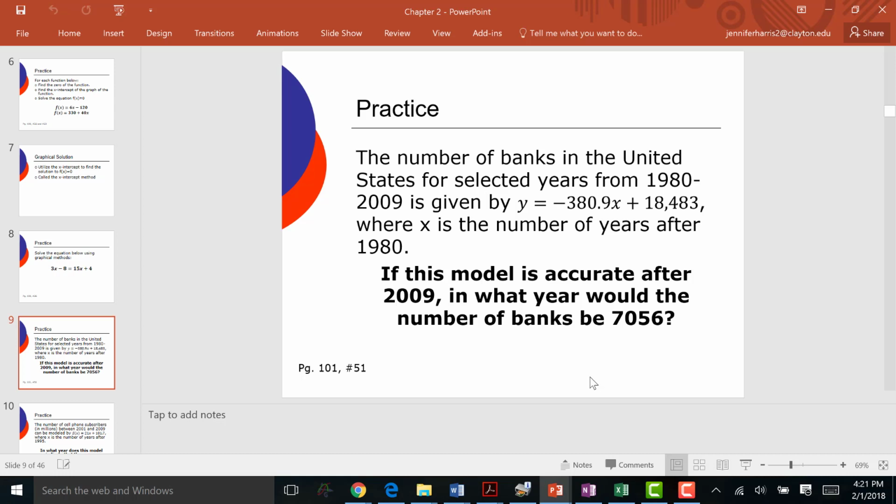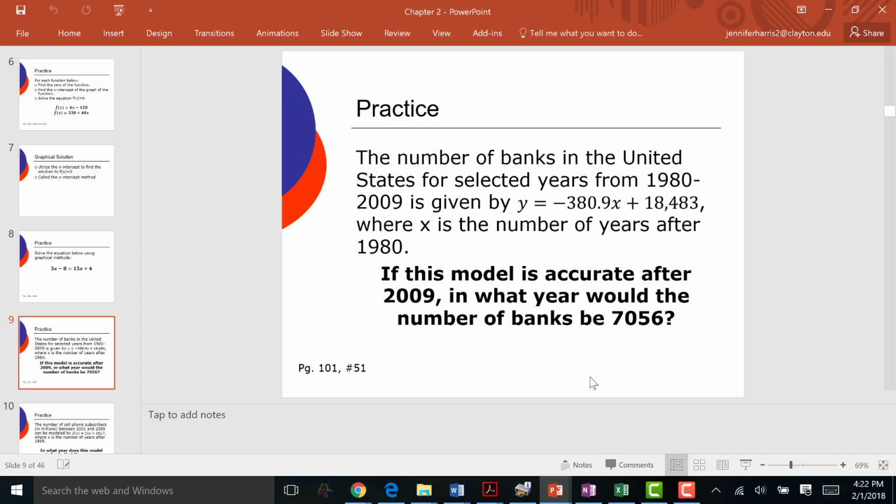After 1980. And what variable are we letting represent this? In this case, we're letting X. So X is going in, as the number of years. What's coming out? The number of banks. Okay, alrighty. And what variable are they letting represent the number of banks? Y. Okay, alrighty.